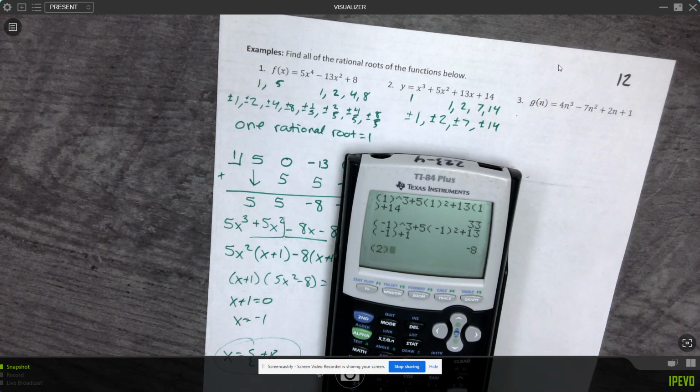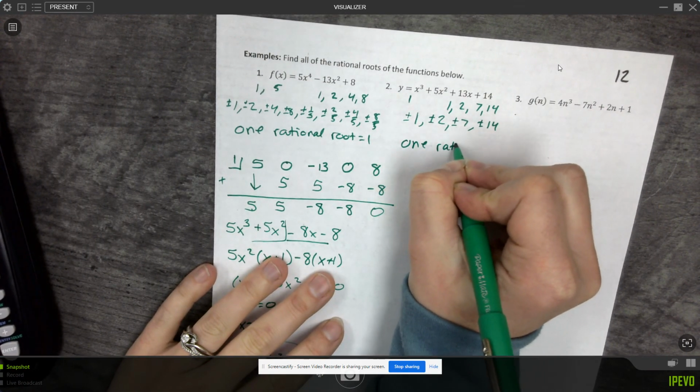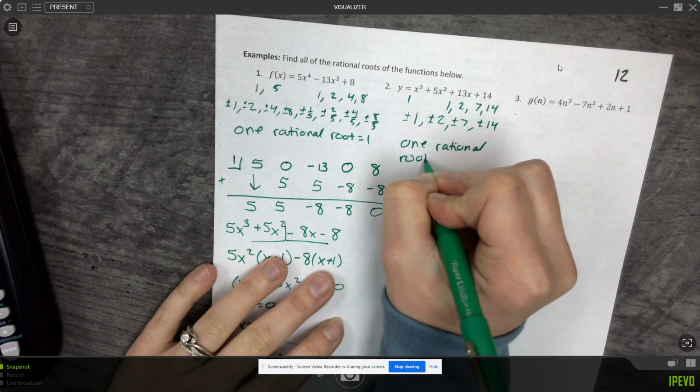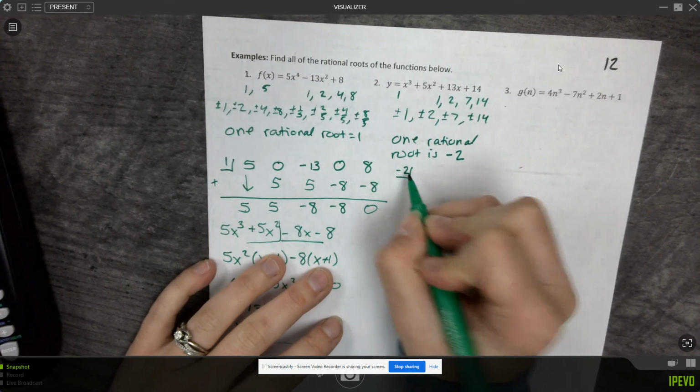Let's move on to 2, which you can do positive or negative first, doesn't matter. You don't even have to go in this order. I just go in this order so that I make sure that I get all of them that I'm supposed to until I get to the end. Positive 2 also doesn't work, so now I'm going to try negative 2. And I get 0. Okay, so negative 2 is one of my roots. So I'm going to do synthetic division with negative 2 inside my box.